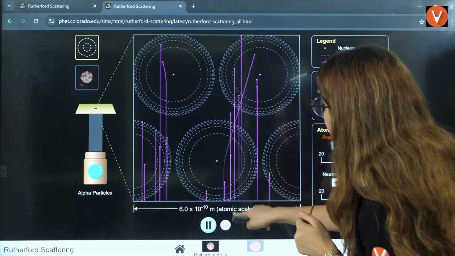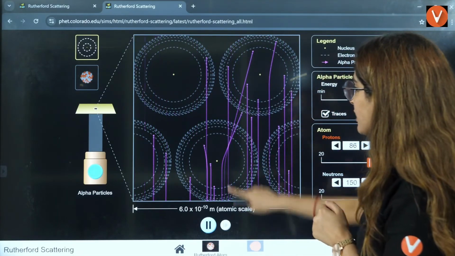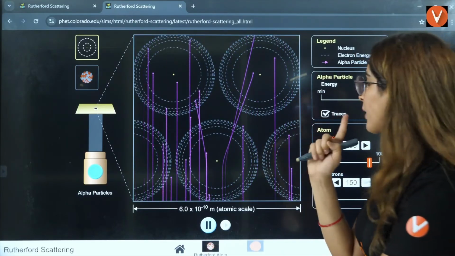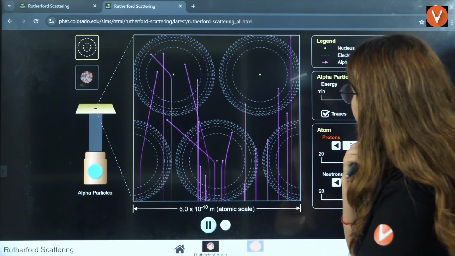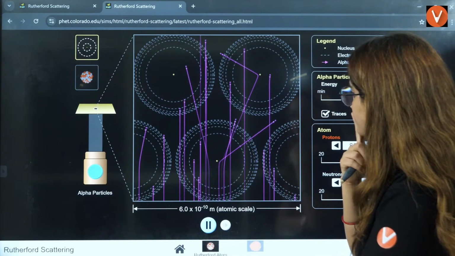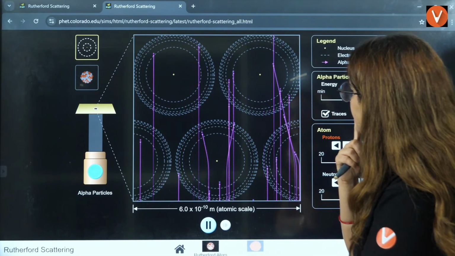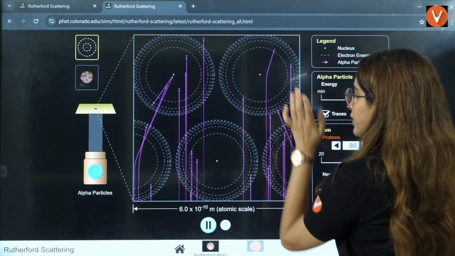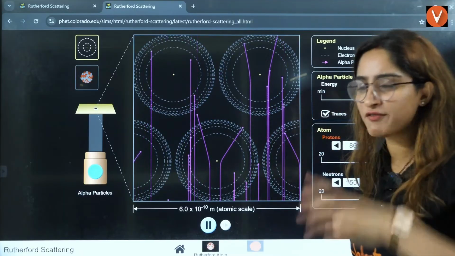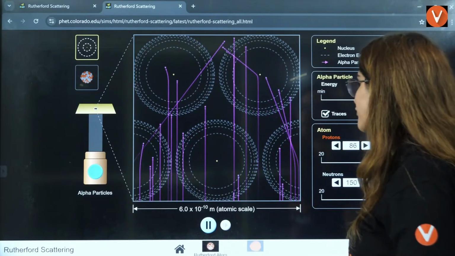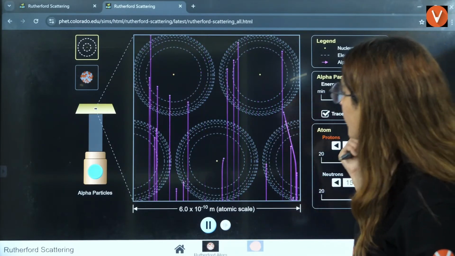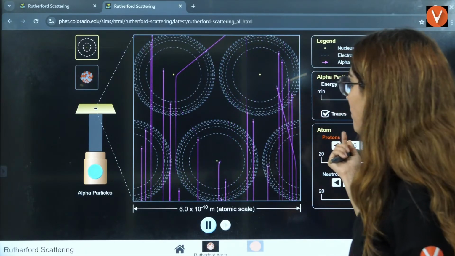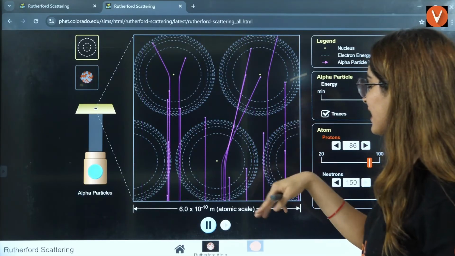Yeah, this was the bouncing back, right? That was the particle that bounced back. Again, we have to wait, because 1 out of 20,000 is bouncing back. Now it has to directly collide with this positive charge, which is called the nucleus. After that, I can't see any other bouncing back. Let's see. No, all are deflecting and moving straight.